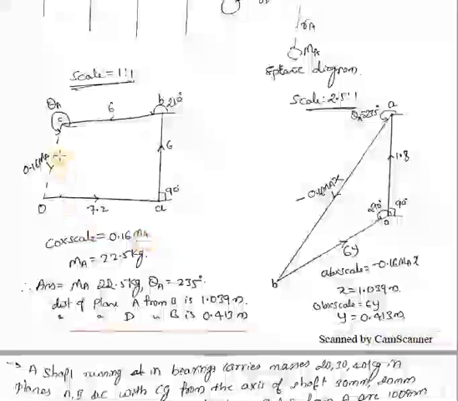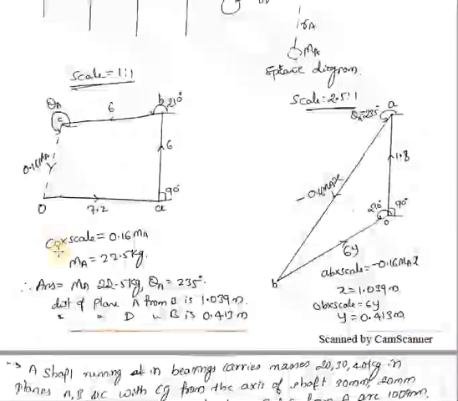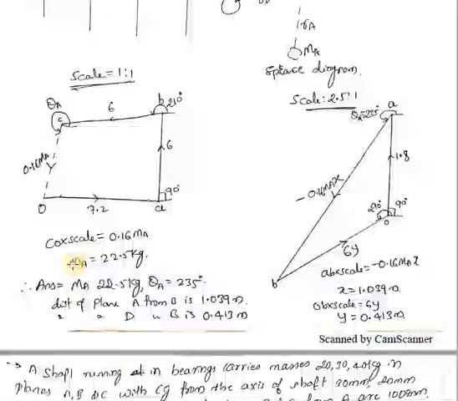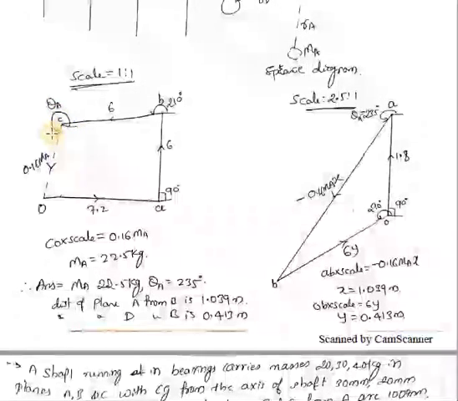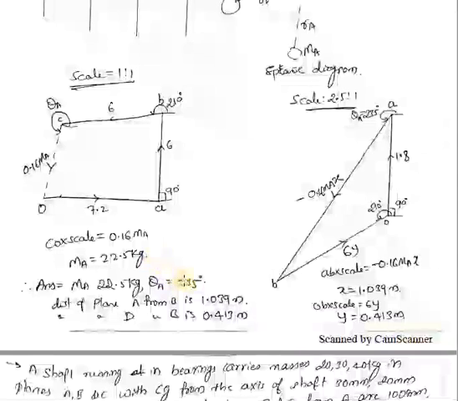Okay, so from this force polygon, we'll get CO into scale should be equal to 0.16 MA. If you measure this distance and substitute the scale here, we'll get the mass, that is in the plane A, MA is 22.5 kg, and also you will get the angle, measured in the counterclockwise direction, as 235 degree.